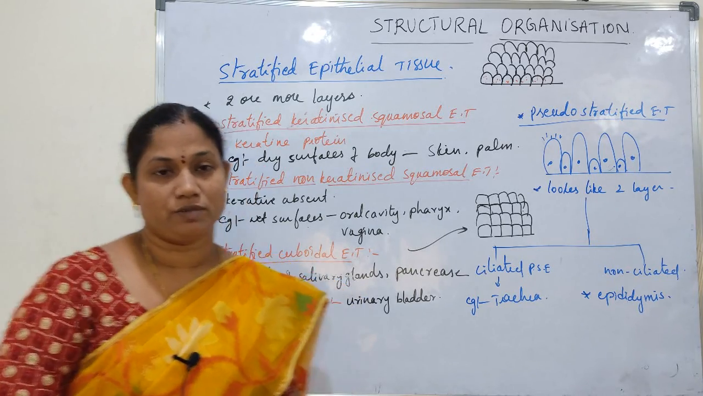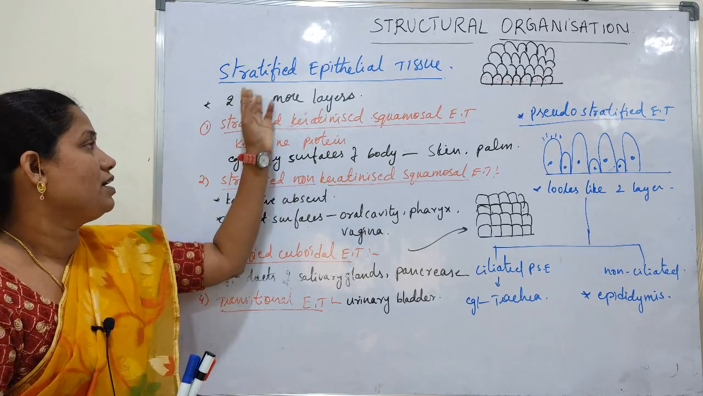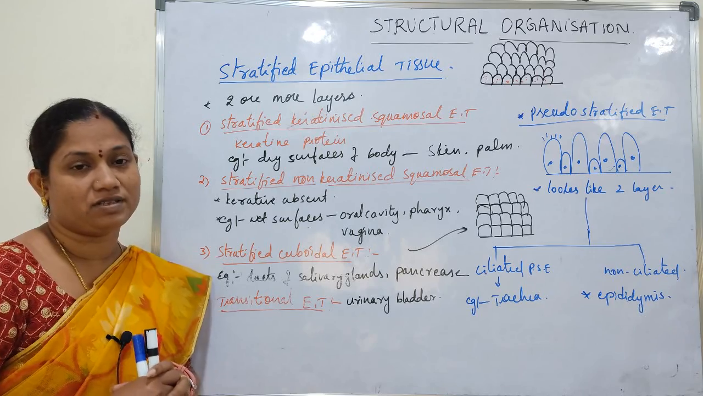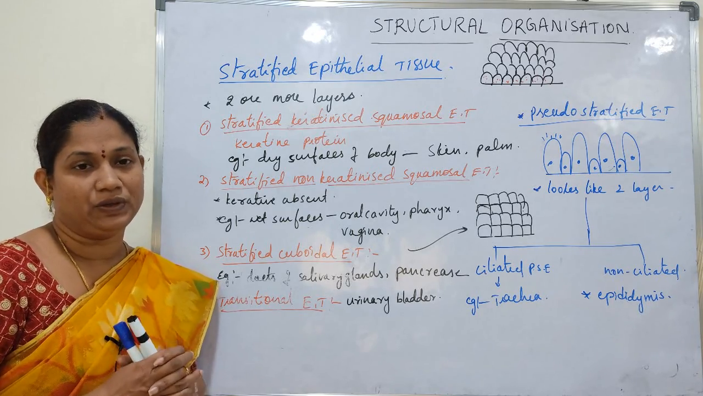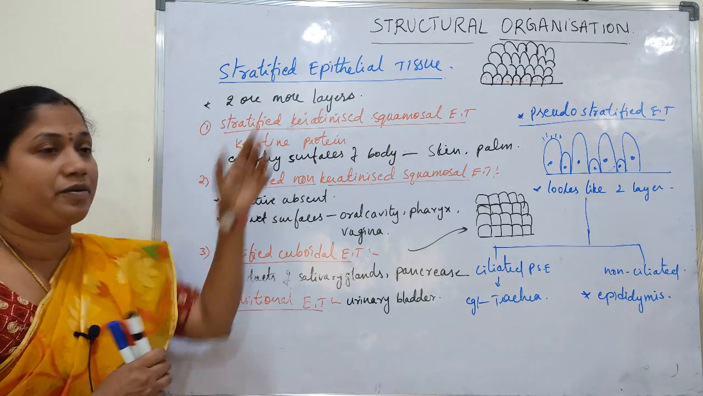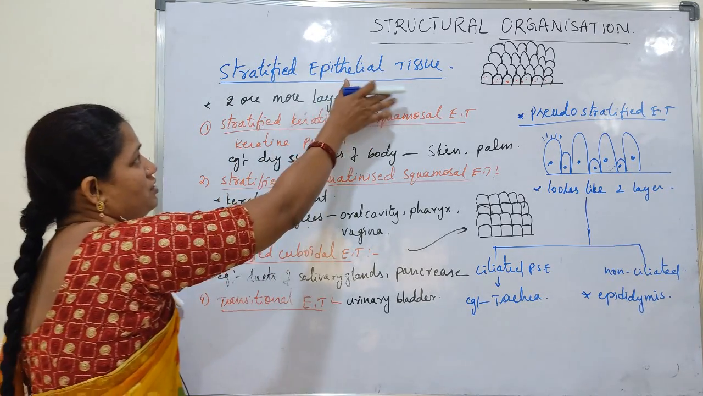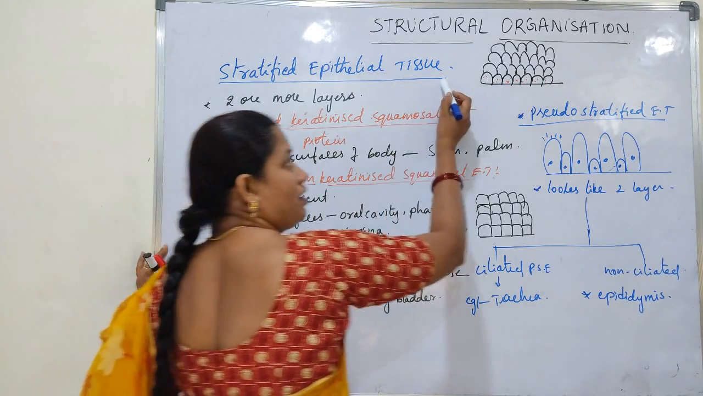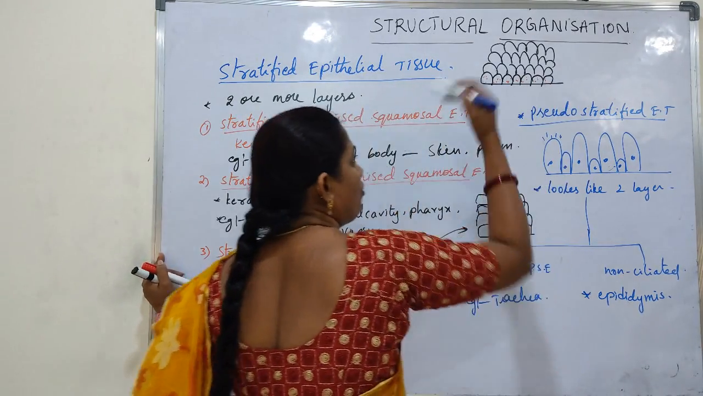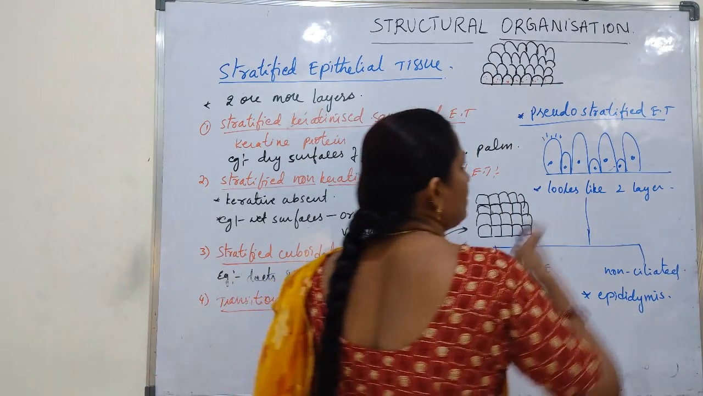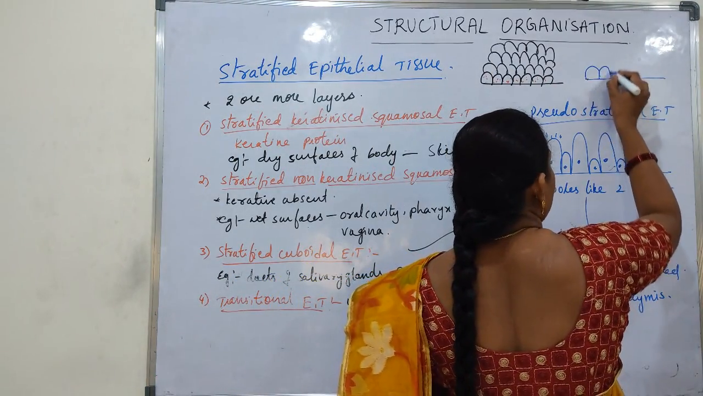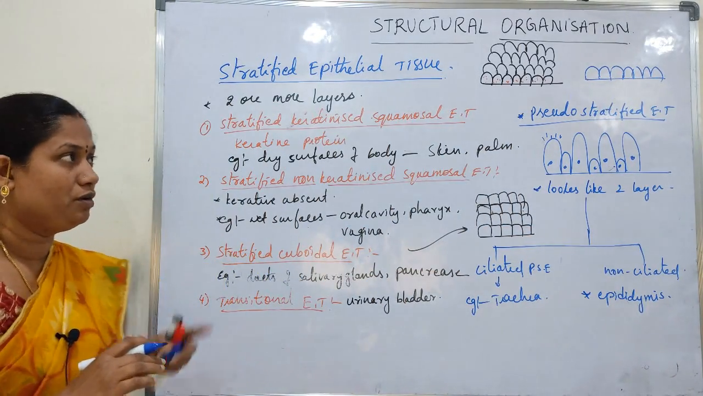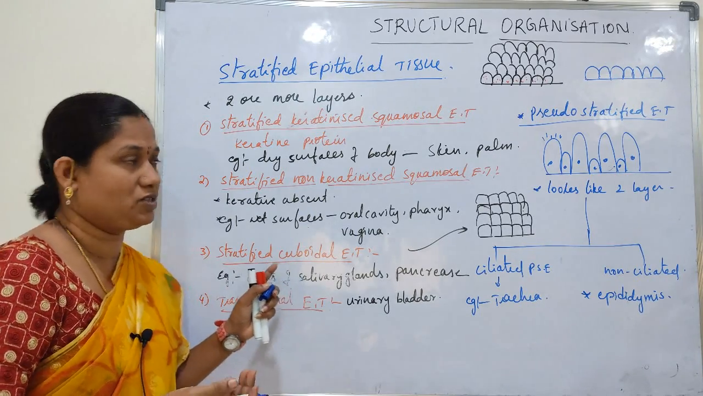Today I am going to teach about stratified epithelial tissue. In the previous video we discussed simple epithelial tissue. The next epithelial tissue is stratified epithelial tissue, which means two or more layers are present. The cells are arranged in more layers like this. But in simple epithelial tissue, only one single layer of cells is present. Here many layers are present.